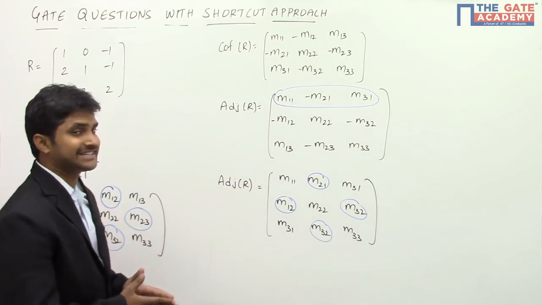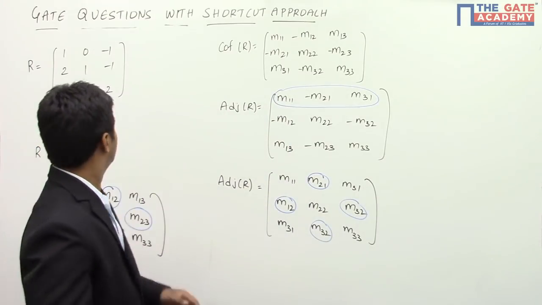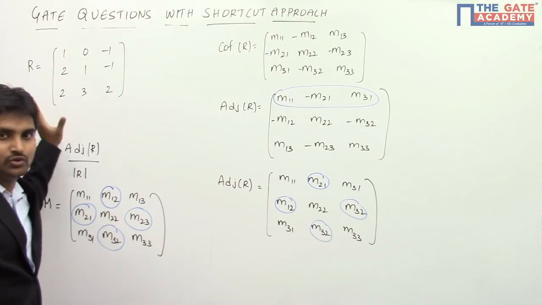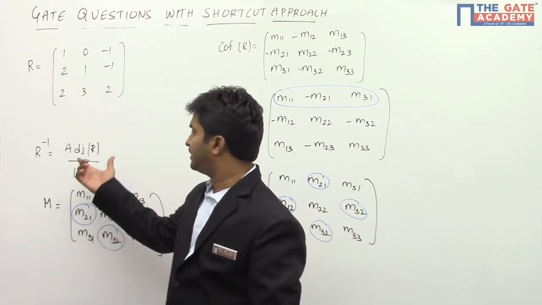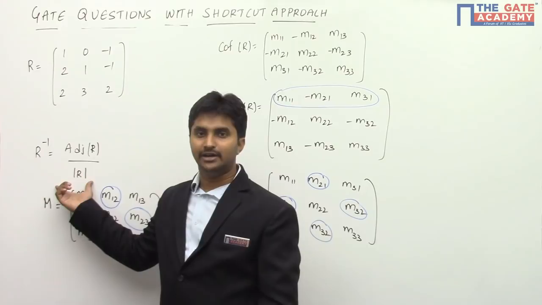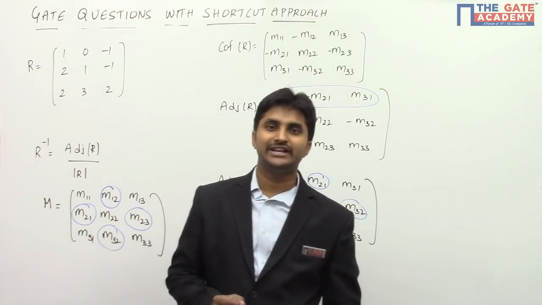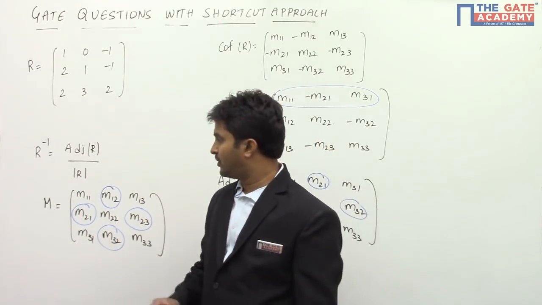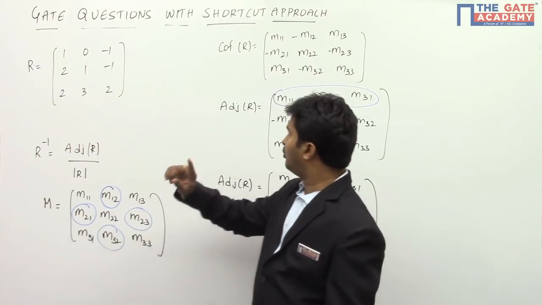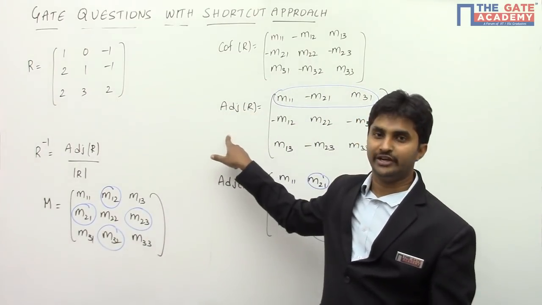So first of all, let us discuss the conventional method of solving it. Given a particular matrix, we know that the inverse of the matrix is given by the adjoint of R divided by the determinant of R. So how to find the adjoint? To find the adjoint, first we have to find the minor, followed by the cofactor, and then the adjoint.